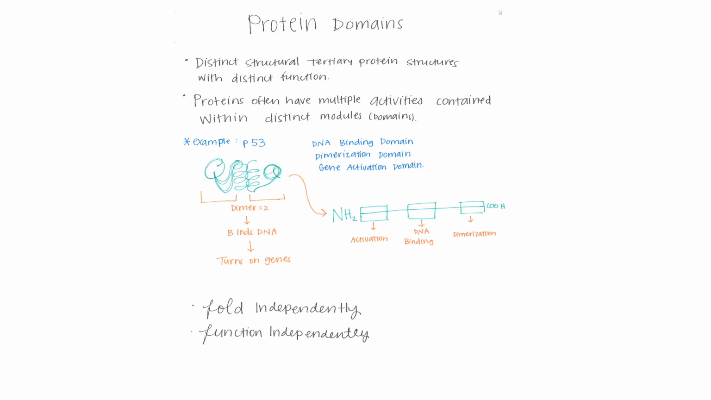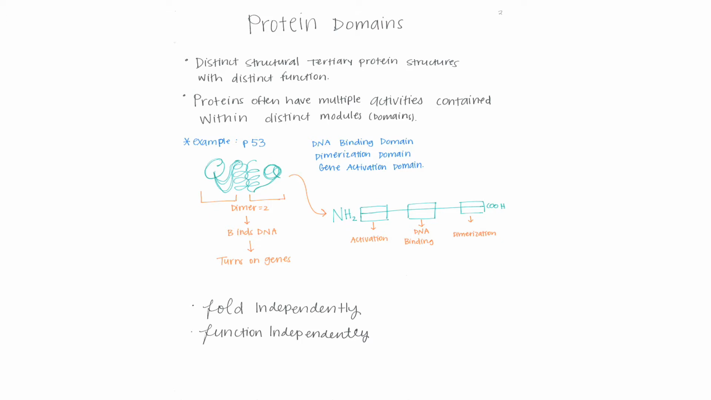Now, these function independently. So you can take, for example, the dimerization domain and remove it from the protein, and that will fold up into the proper structure and dimerize with other copies of itself, independent of the rest of the protein. You can take the DNA binding domain, remove it, and put it on another protein, let's say albumin, which never binds to DNA, and now we find that the albumin will bind to DNA.